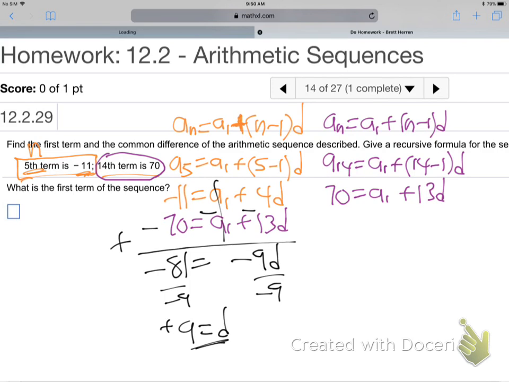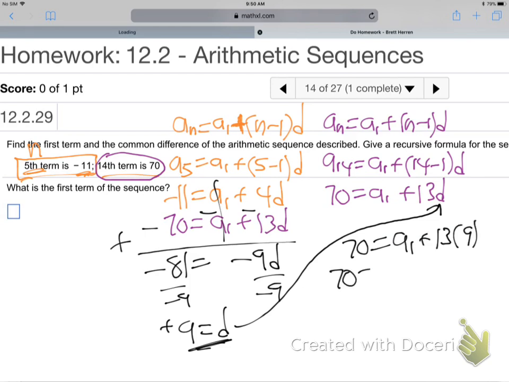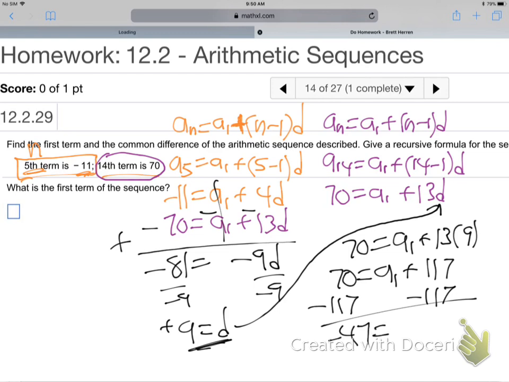And now just plug that in anywhere you want for A1. Doesn't really matter. Maybe I'll just grab this one right here. $90 to the 117. A1 is -47. Did y'all get that? So we got A1, we got D. We pretty much can answer any question they want now.